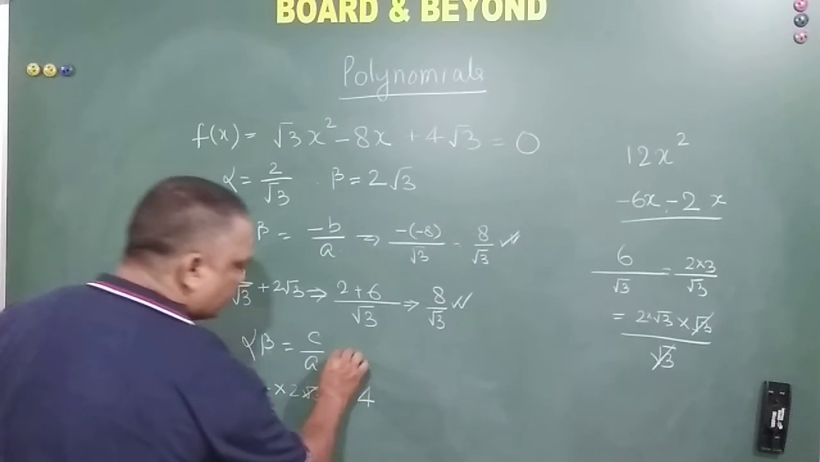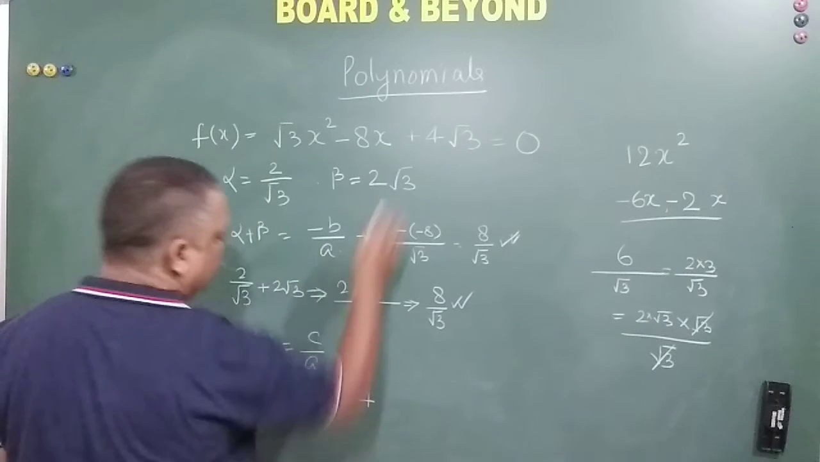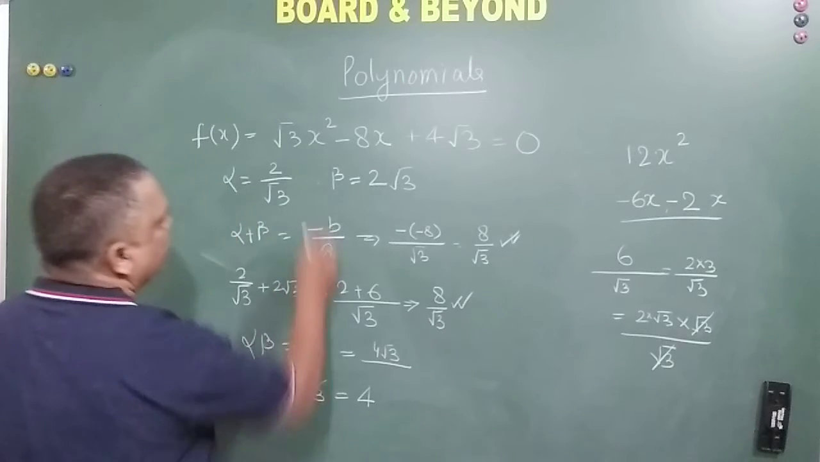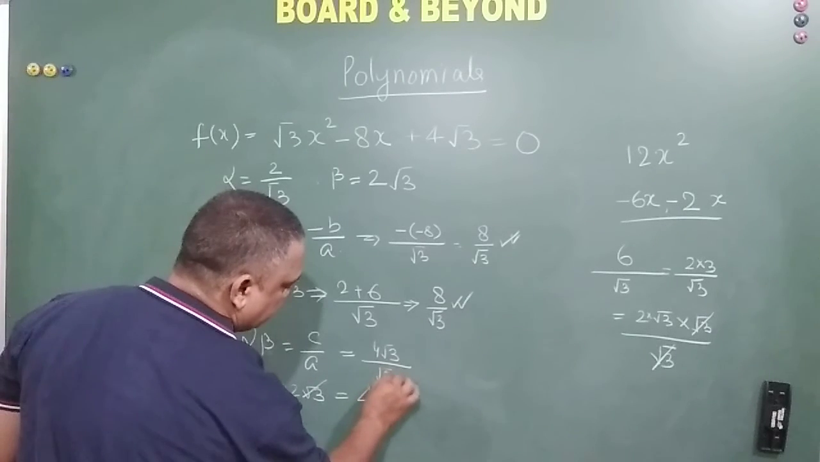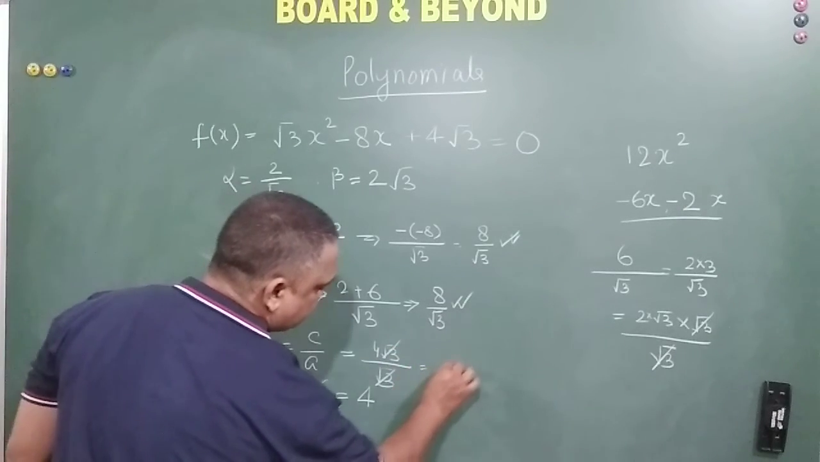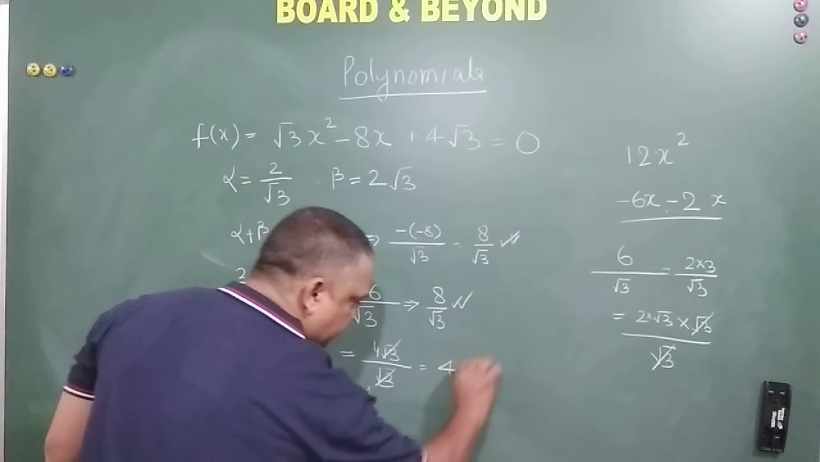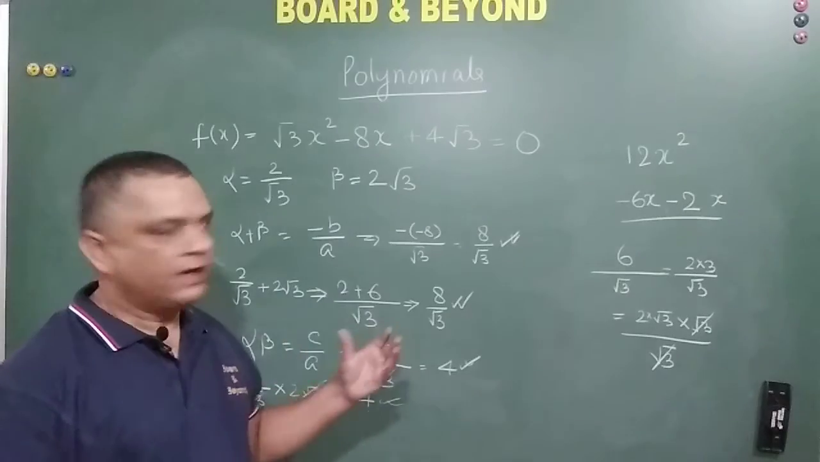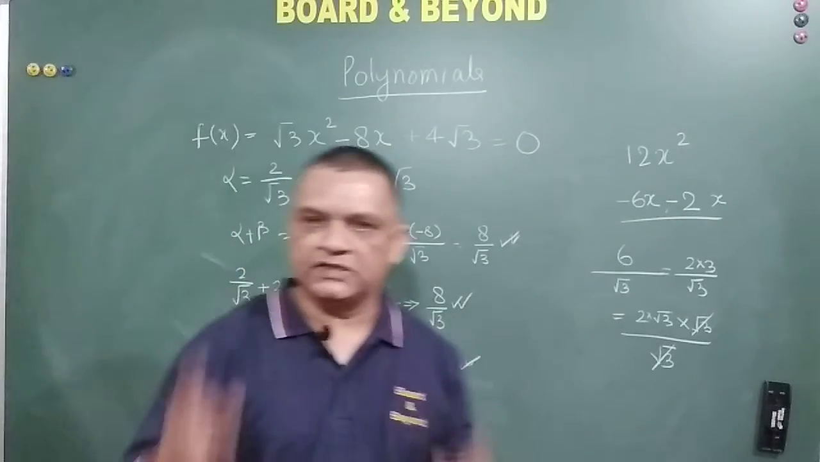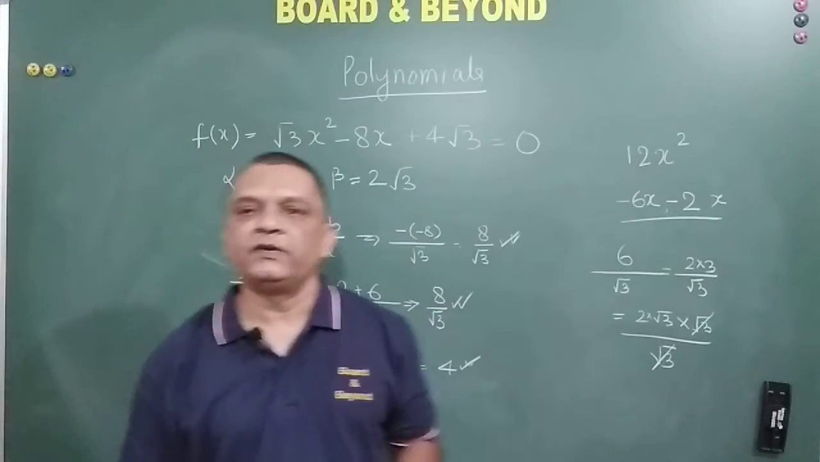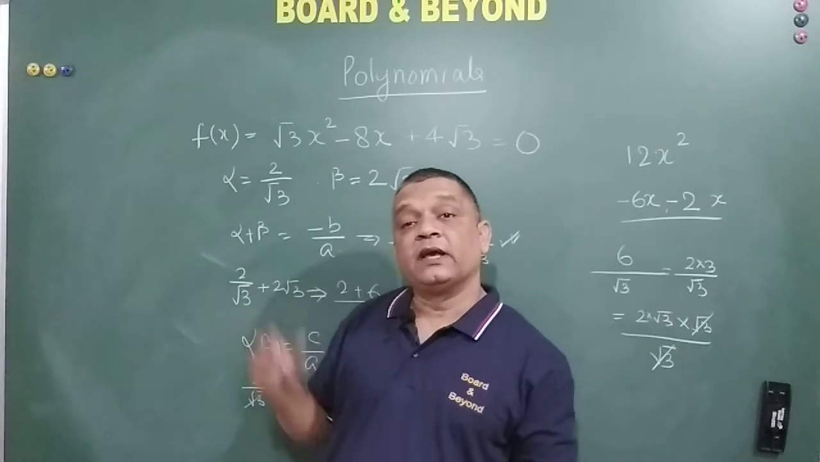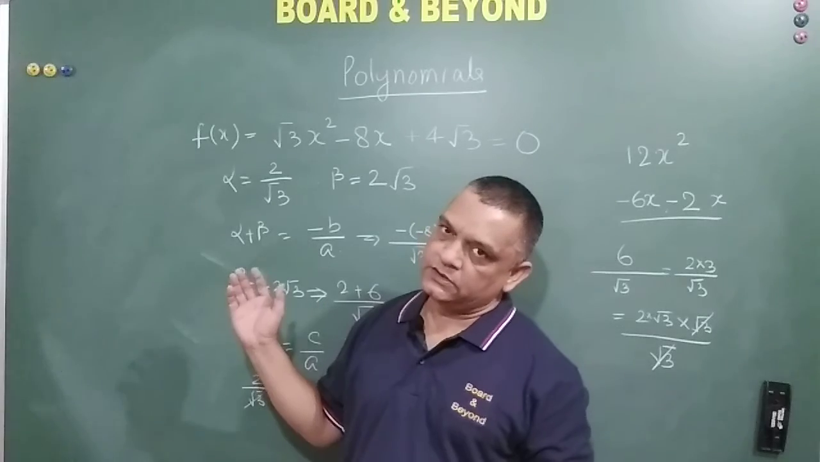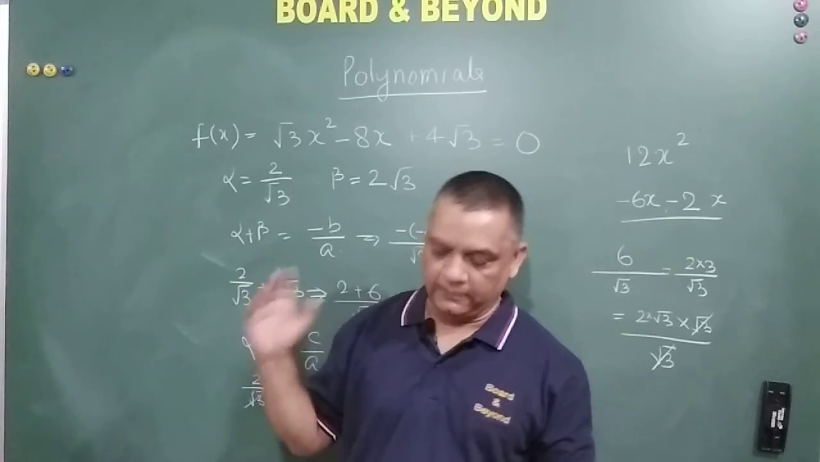Now try to do c by a here. How much is c? C is nothing but 4 root 3. A is how much? Root 3. This and this cancel. This leaves me with 4. So you see, this is also verified. So for this quadratic equation, first we have found the roots and then we have established, or verified, the relation between the roots and the coefficients for this quadratic polynomial.